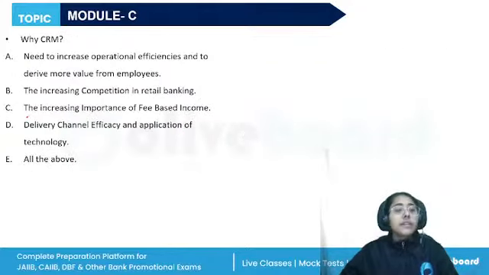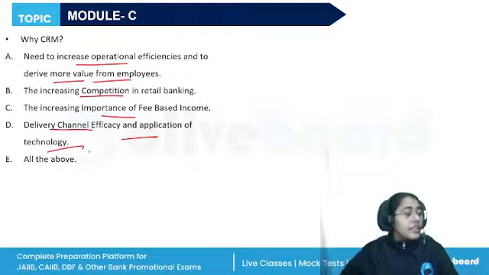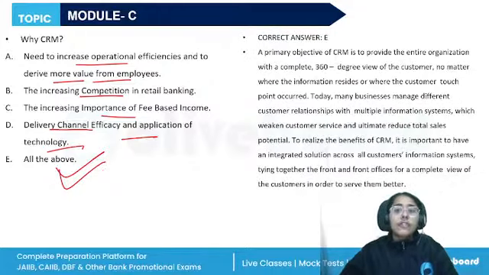Next, we move on to the customer relationship management. So why is customer relationship management important for the retail banks? Option A, there's a need to increase the operational efficiencies and to derive more value from the employees. There's increasing competition in the retail banking, the increasing importance of fee-based income, delivery channel efficiency and application of technology, or option E, all of the above. So why should a proper customer relationship management approach be taken by retail banks? For all of the above.